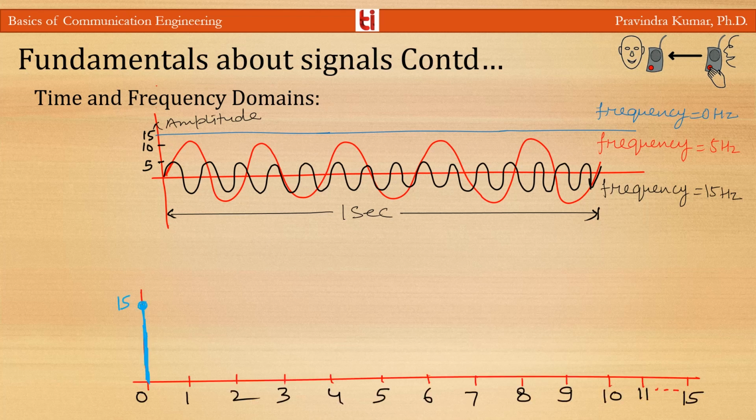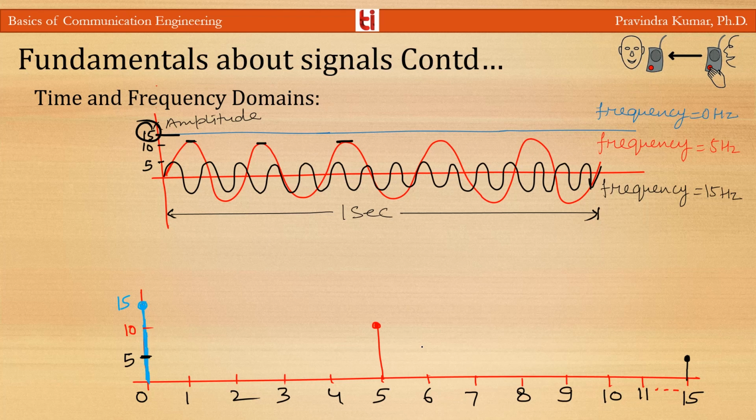For the 0 frequency signal, the amplitude is 15. For the signal having frequency 5 Hz, the maximum amplitude is 10. And for the signal having frequency 15 Hz, the peak amplitude is 5. So there are three spikes in the frequency domain.